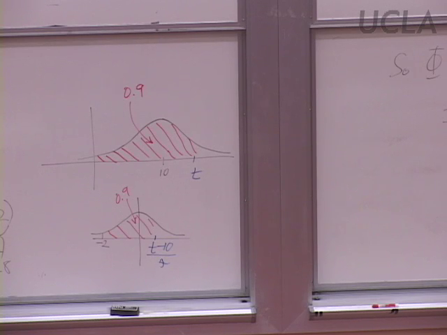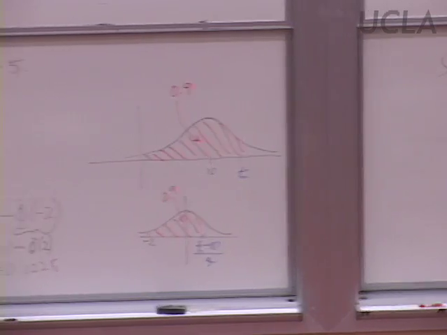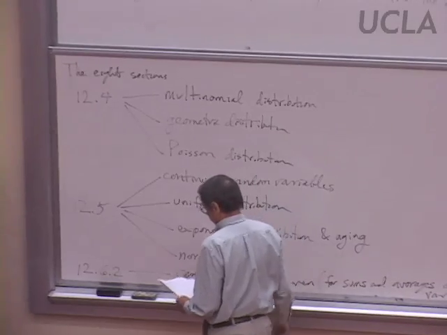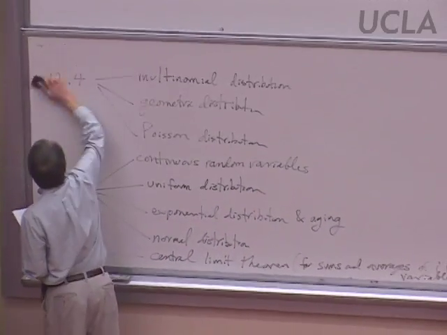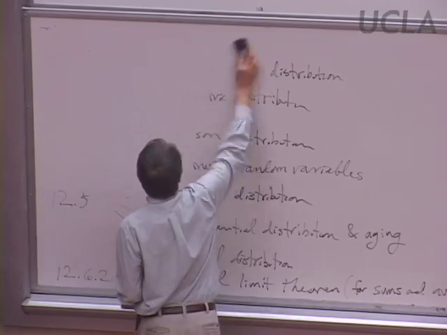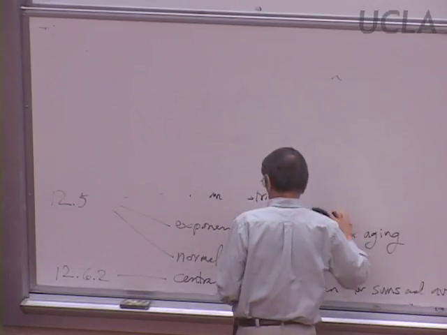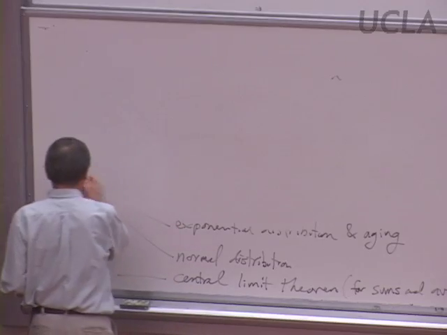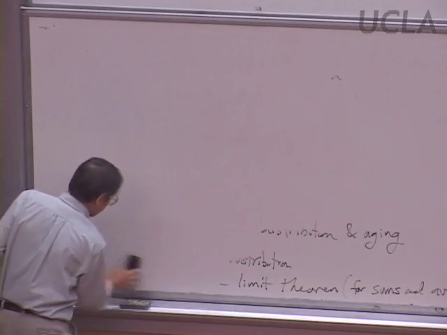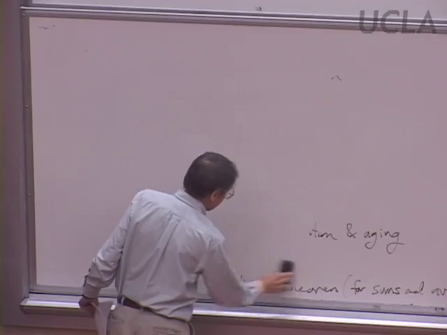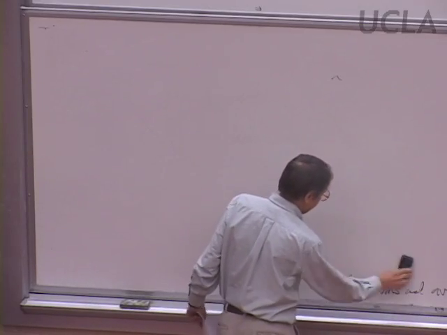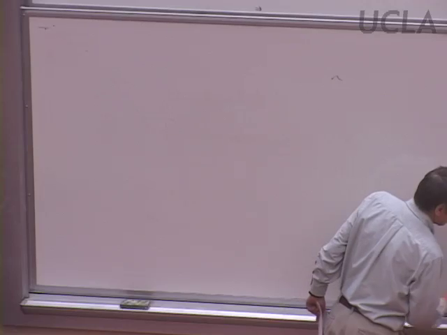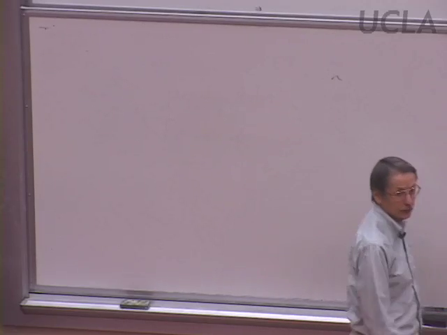Well, let me look at another such situation. Move the boards around. We've recently been looking at the central limit theorem. And in particular, as a special case of the central limit theorem, what if we have the average of independent, identically distributed binary variables?